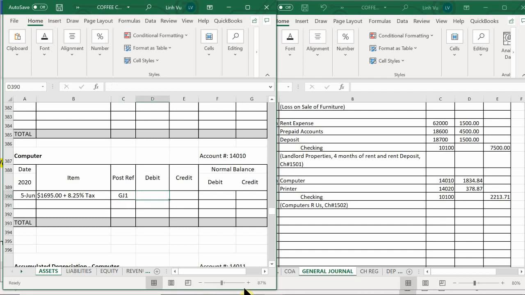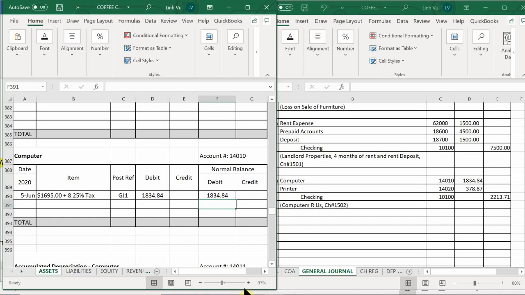Now, because I bought an asset, I increased my assets. In this case, it was for 1834.84. This is my historical cost, because I'm including all of the cost it takes to get the asset ready for service. In this case, a computer is already ready for service. All you have to do is just plug it into a wall. No extra things need to be entered in there.